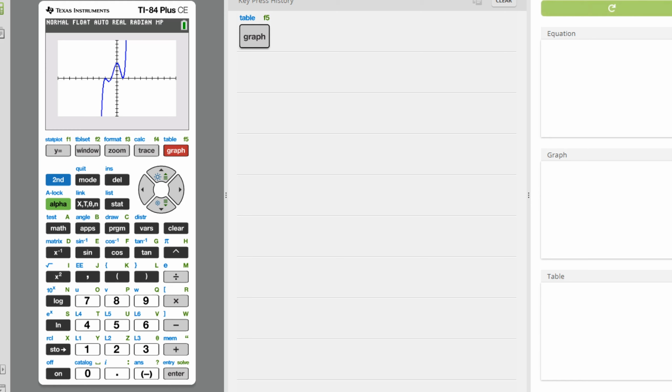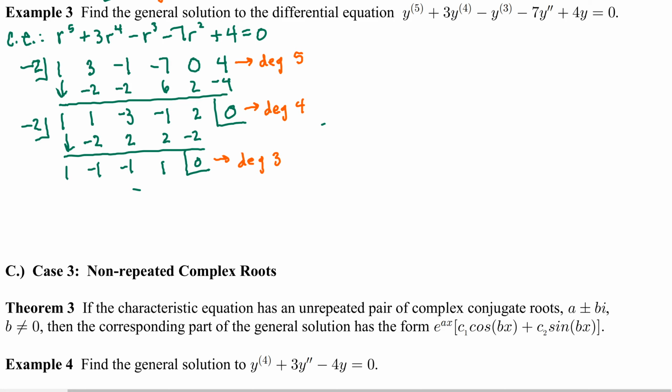Recall from the graph that we observed the graph crosses the x-axis at -1, so I can use -1 in the synthetic division process to confirm this 0. And sure enough, it works. Now I like to keep up with the degree so I can remember how many zeros I still need to find. We need to find 2 more zeros.